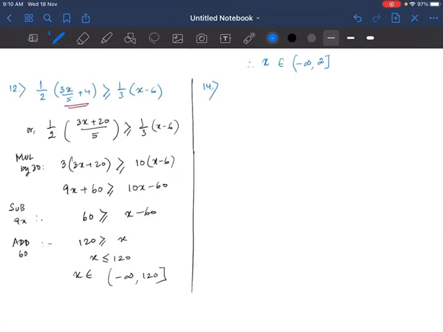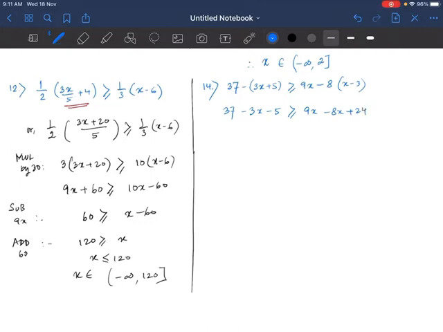So what we see in 14 is 37 minus (3x plus 5) greater than or equal to 9x minus 8 times (x minus 3). This is what we have. So now we have to solve this thing. The first thing I see is the brackets. So first I will remove the brackets. So what I have is 37 minus 3x minus 5 greater than or equal to 9x minus 8x plus 24.